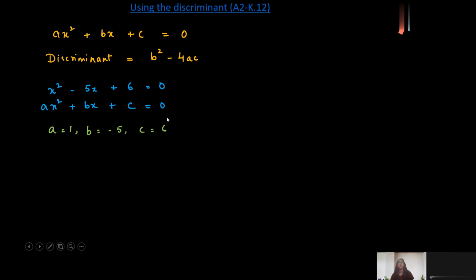Now your work is done. All you have to do is substitute these values in this expression. So we have b squared minus 4 times ac. So b squared means square of -5, minus 4 times a. A is 1 and c is 6. Square of -5 is going to be 25 minus, this will be 4 times 1 is 4, 4 times 6 is 24. So we get 1.